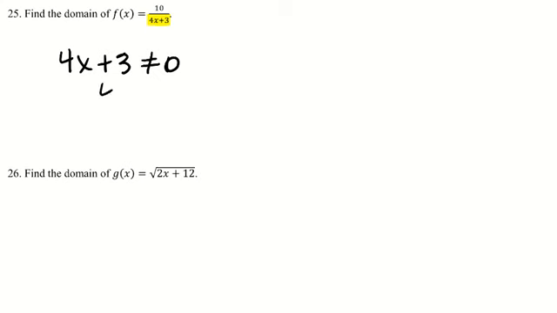So what I'm going to do is say 4x is not equal to negative 3, and x is not equal to negative 3/4. As long as x is not equal to negative 3/4, I won't be dividing by 0, and I'll be good to go. So this is my domain of f.